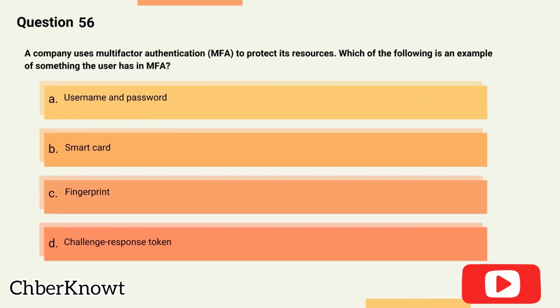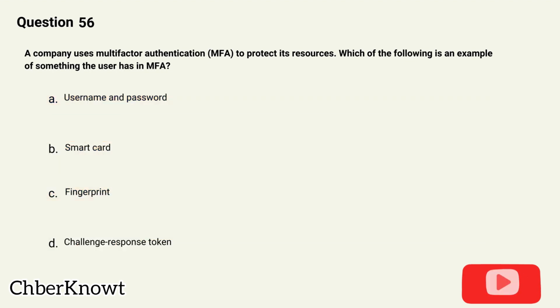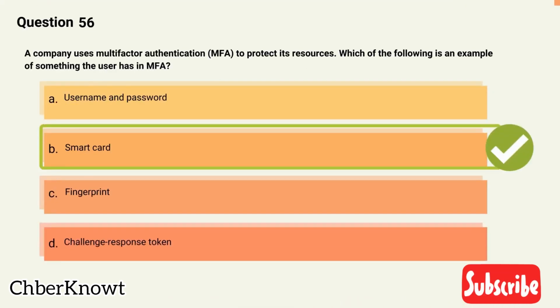Question 56. A company uses multi-factor authentication, MFA, to protect its resources. Which of the following is an example of something the user has in MFA? Option A, username and password. Option B, smart card. Option C, fingerprint. Option D, challenge response token. The correct answer is option B, smart card.